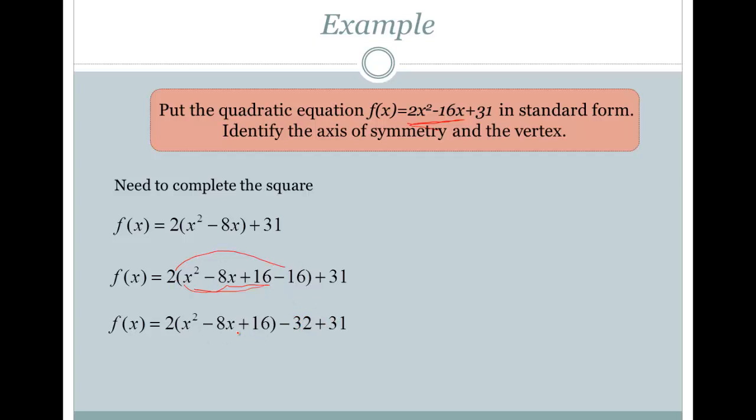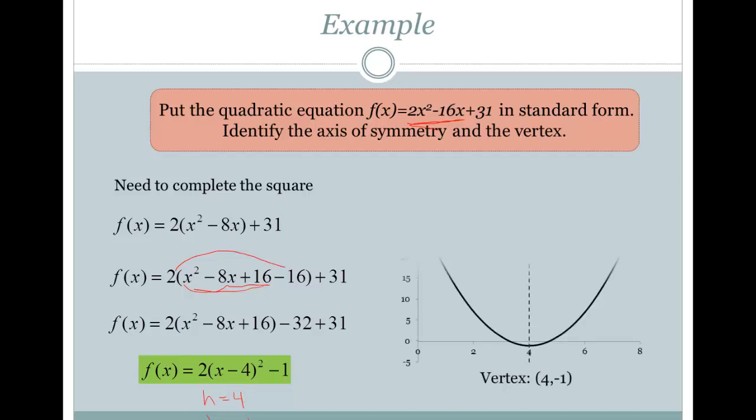Now this part right here is a perfect square. And if I simplify, my a here is 2: 2(x - 4)² - 1. So let's write it out again. h is equal to 4. k is equal to negative 1. So my vertex should be the point (4, -1). My axis of symmetry should be the vertical line x is equal to 4. Okay, and there it is.